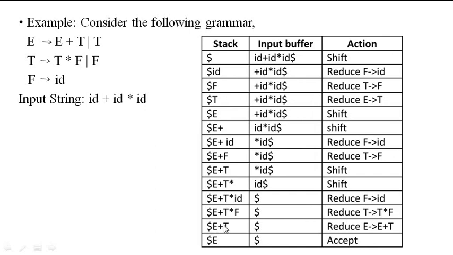Now E plus T. E plus T is reduced by E. Your input buffer is empty. In the stack you got your starting symbol. So the string is accepted. So ID plus ID star ID, this string is accepted by the grammar. E gives E plus T or T. T gives T star F or F. F gives ID.